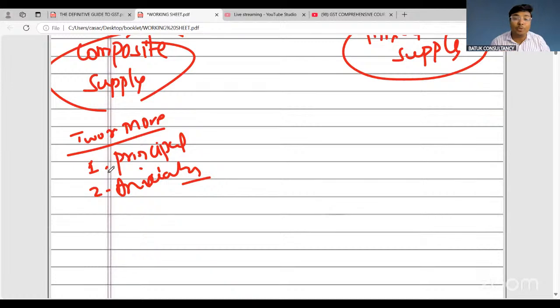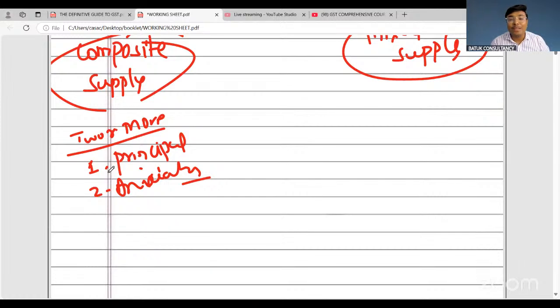The second example you can take is AC and the installation thereof, air conditioner and the installation thereof. If you find the invoice for air conditioner and the installation, you find the same rate is applicable on the installation services as per the AC. Why? Because AC is the principal supply and your installation is your ancillary supply.